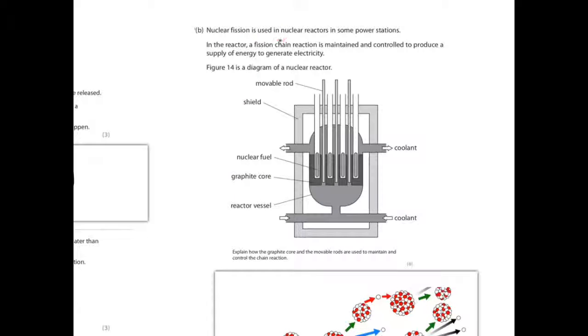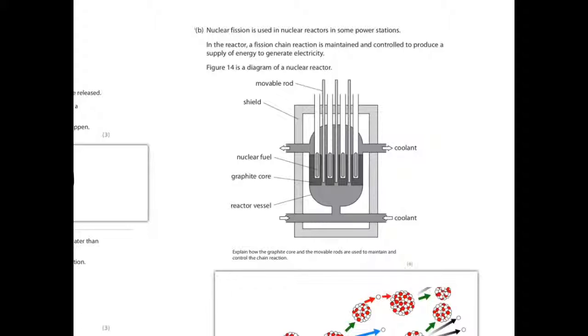Nuclear fission is used in nuclear reactors in some power stations. In the reactor, a fission chain reaction is maintained and controlled to produce a supply of energy to generate electricity. Figure 14 is a diagram of a nuclear reactor. So you have these movable control rods, you have shields, nuclear fuel here, a graphite core, and a reactor vessel. So the graphite core is basically a moderator.